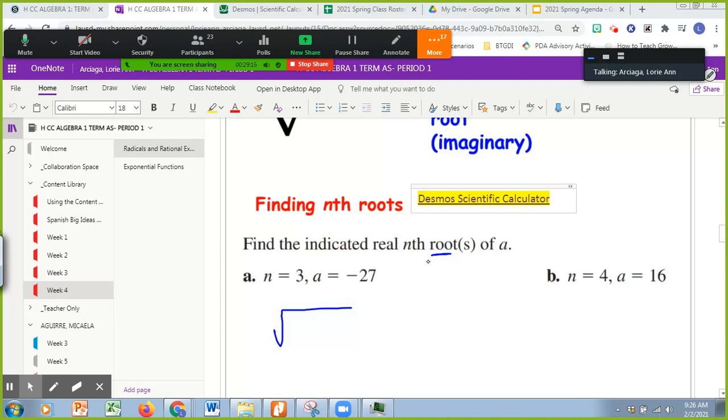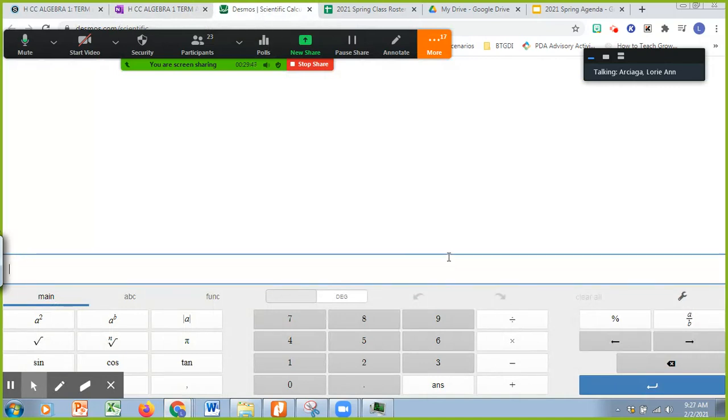So since you're getting the nth root, that's going to go outside. That will be your index. Okay, so you put the 3 right here. And then the A was like the base, which now turns into a radicand. So we're going to put that inside, negative 27. Okay, so how do we use our calculator? Let's go to the calculator, cube root of negative 27.